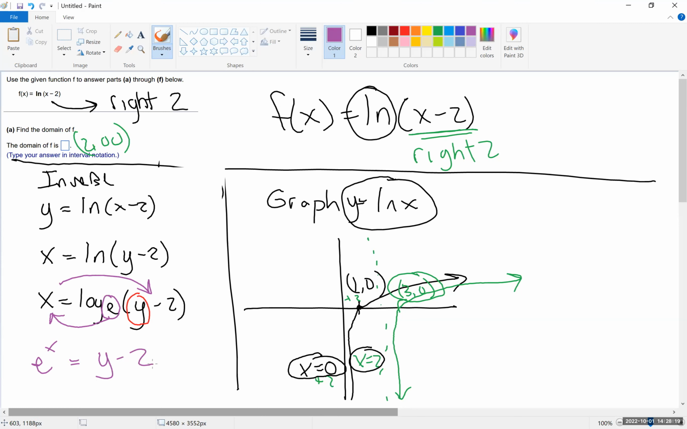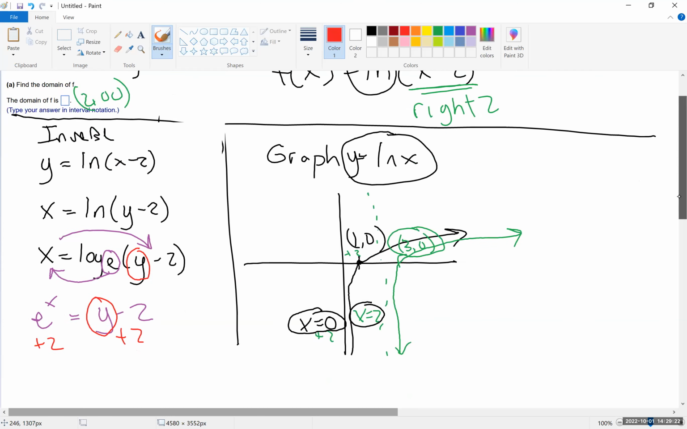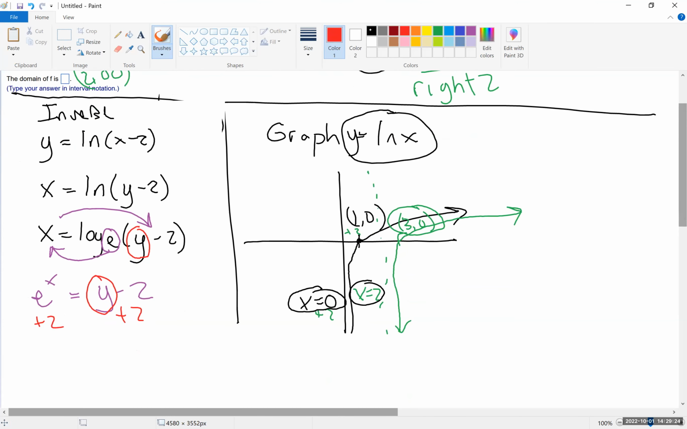Okay, I'm actually going to pause here. I should have been pausing more often. So now the y is almost by itself, right? Our job is to solve for the y. We just need to add 2 to both sides, and the y will be all by itself. The function then becomes e to the x plus 2 equals y.